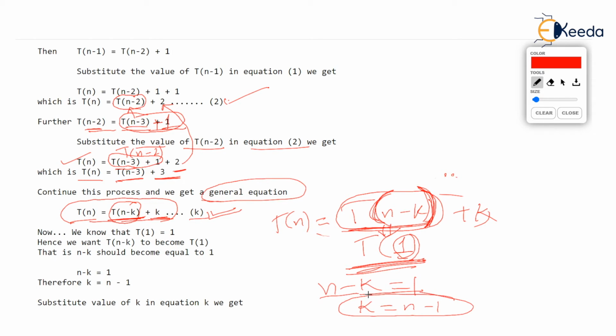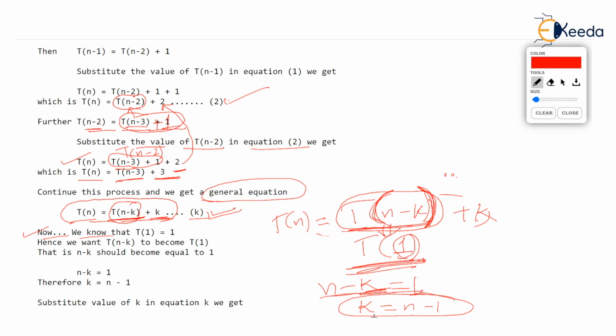I hope you are understanding. Because n was our problem size, and k is the unknown here. N is not unknown. N is going to be passed by the user or whoever is calling this function. N is our problem size, but k is a variable, and we should find out the value of k. We have substituted that n minus k should become 1. That means k should become n minus 1. So that's what I have written in the next point here.